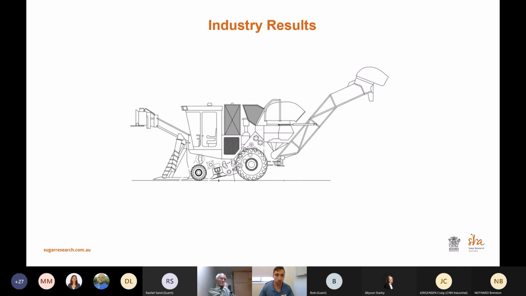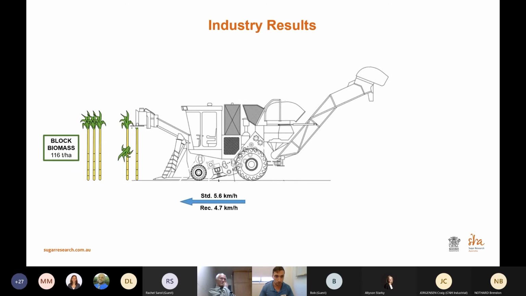What were the industry results? Now, like I said, 95 demonstration trials from 2017 to 2018, and an additional 20 in 2019. So total biomass, like I was saying about that control treatment, there was 116 tonnes per hectare in the paddock prior to harvest. To get that flow rate that we were targeting of 80 to 90 tonnes per hour, we're looking at a reduction from 5.6 kilometres per hour to 4.7.